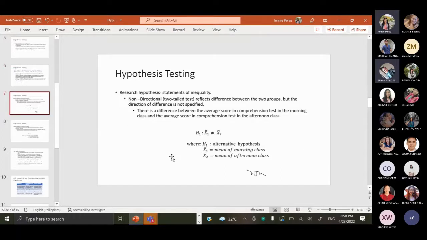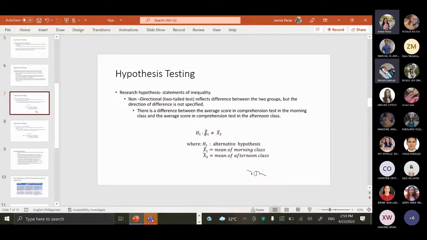Okay, so mathematically, how do we state the research hypothesis? The research hypothesis has two types. May dalawang klase yan. There is what we call the non-directional and the directional hypothesis. The non-directional hypothesis reflects difference between the two groups, but the direction of difference is not specified, just like this one. There is a significant difference, or there is a difference between the average score in comprehension test in the morning class and the average score in the comprehension test in the afternoon class.